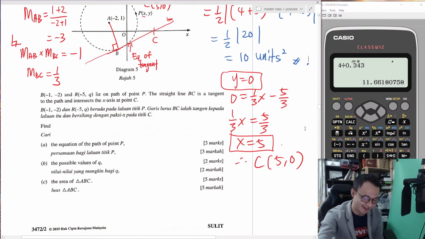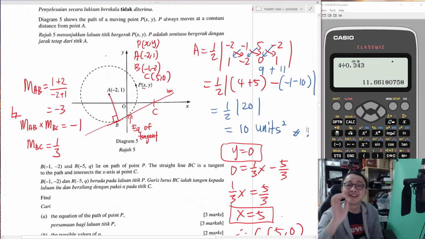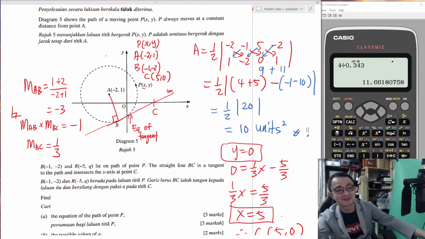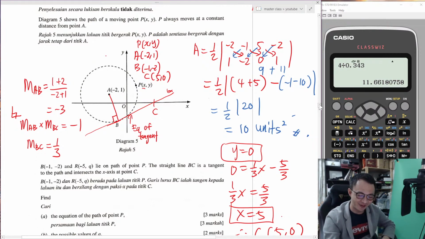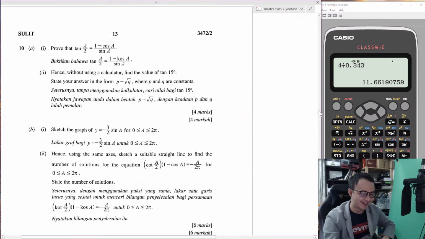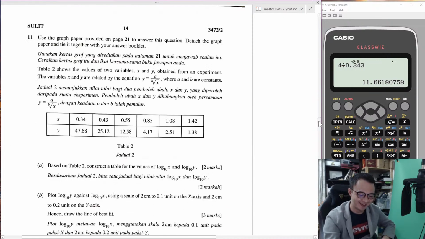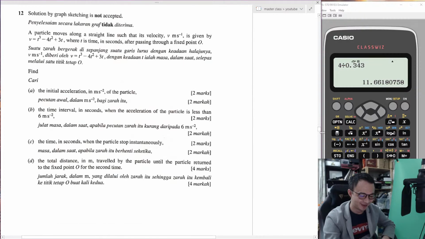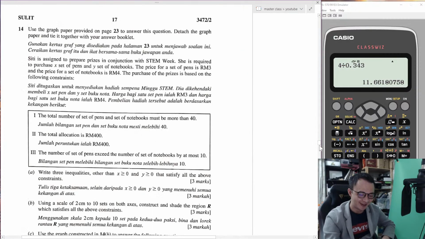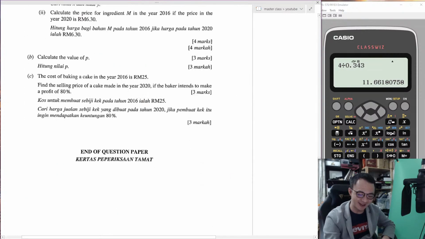Super long this question. How many mark? 10 mark questions in paper 2. Good. How many questions we left here? We still have the 2, 2, 3. Okay, we still have quite some question.